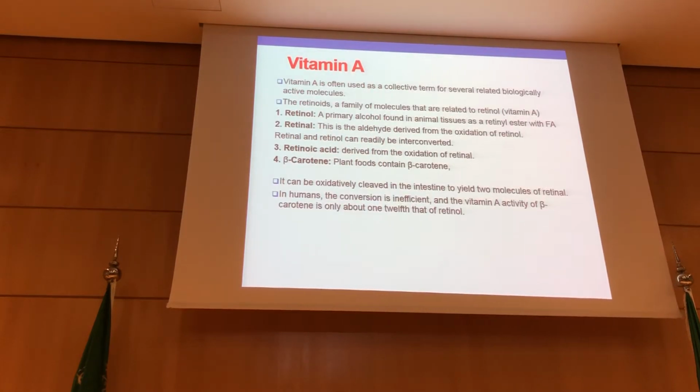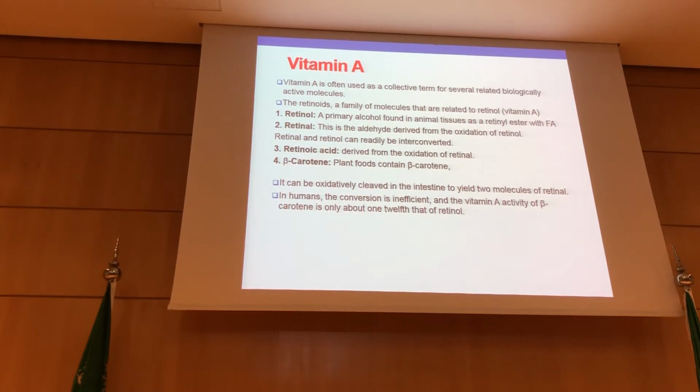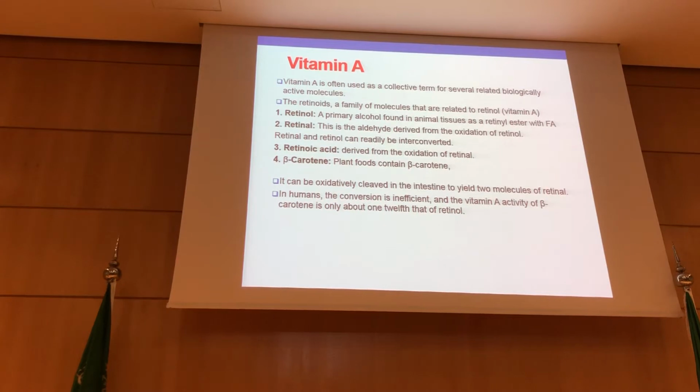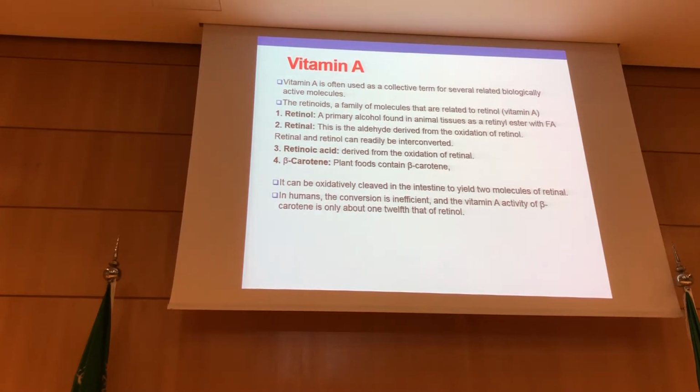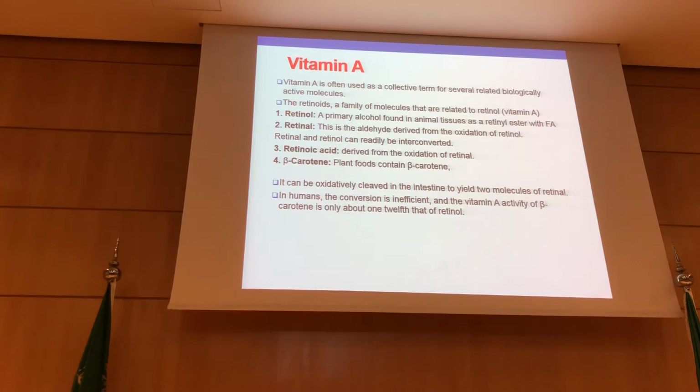Now vitamin A contains a group of different forms, and we call them all together also retinoids, including retinol, which is the alcohol form of vitamin A. We can have it in the form of retinyl ester, because the OH of the alcohol group of retinol can be esterified to a fatty acid, and this is how it is stored in the body, in the form of retinyl ester. Retinal is the aldehyde form.